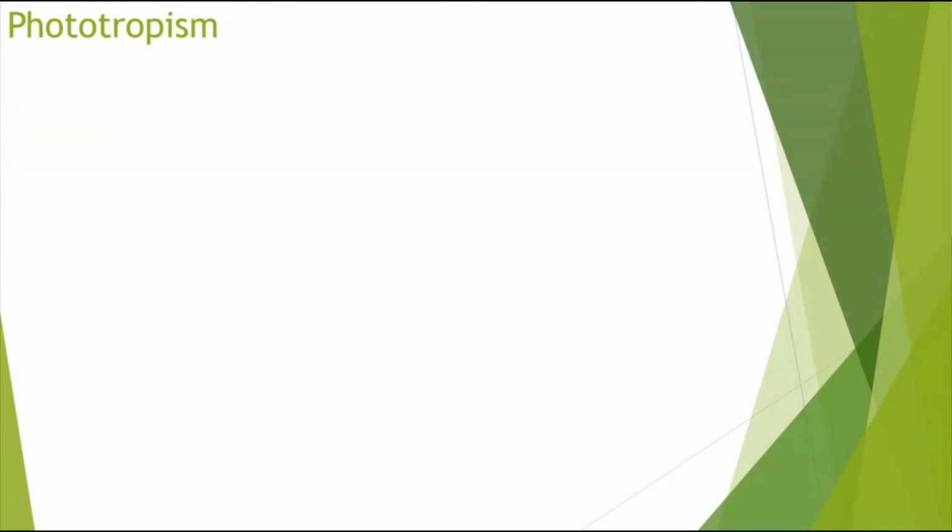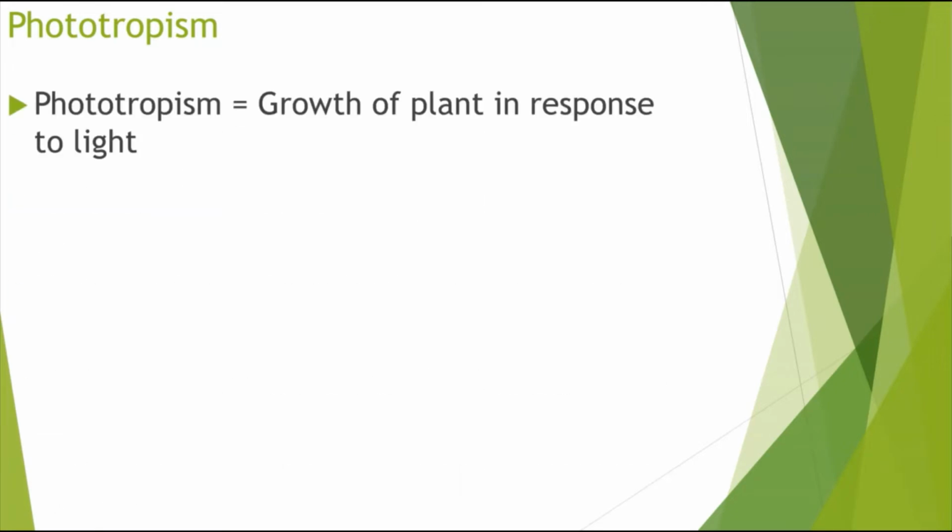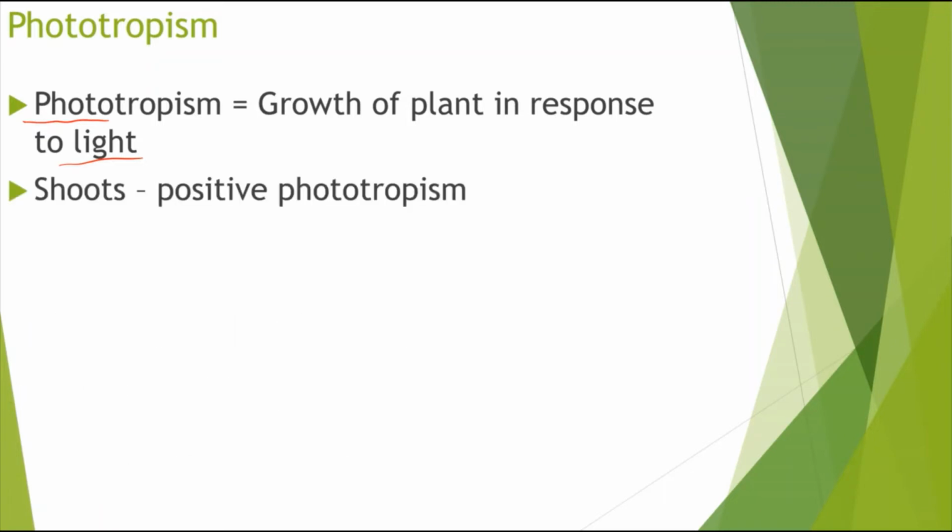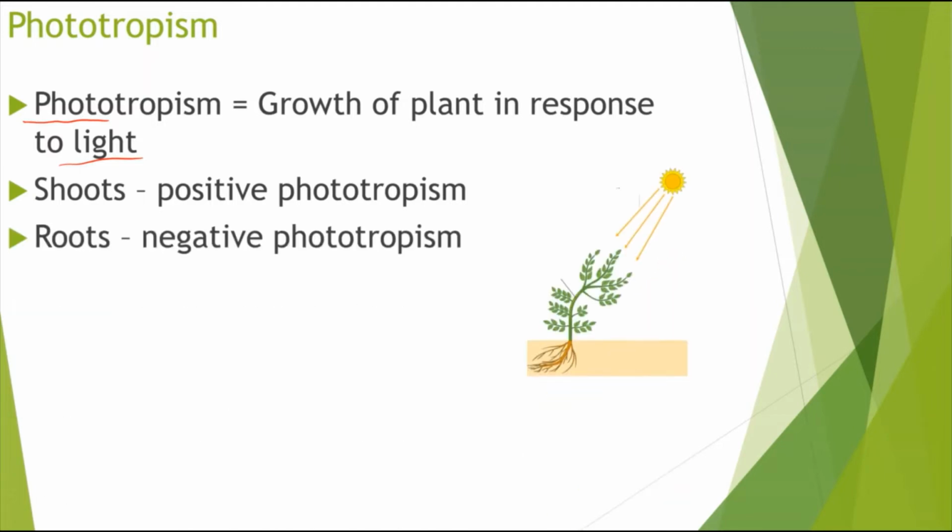So first we'll be looking into phototropism. Phototropism can be defined as the growth of the plant in response to light. Photo just means light, and tropism is the growth of a plant in response to a stimulus. So this would be phototropism. And what we see is that in the shoots of the plant we observe positive phototropism, and in the roots we would observe negative phototropism.